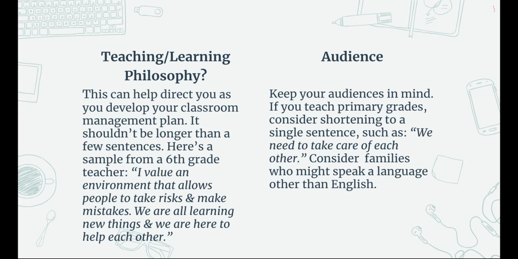So if you have a clear vision for your overall teaching and learning philosophy, it might help direct the other steps that will come. As far as audience, you of course need to keep your audience in mind. And I've already mentioned that you might want to shorten your teaching or learning philosophy if you're dealing with primary grades. You also want to consider families who might speak a language other than English. It is well worth your time to reach out in ways that aren't maybe as obvious or overt, like finding translations, things of that nature, which are going to be really helpful in building relationships with your families.